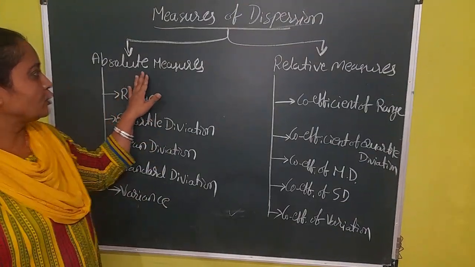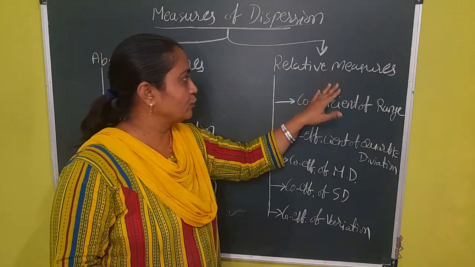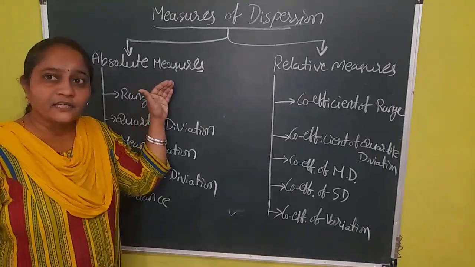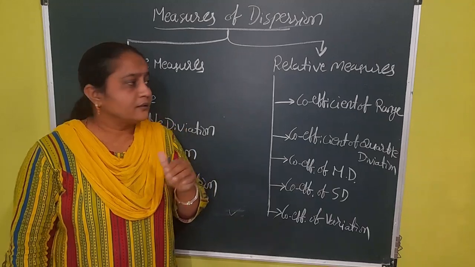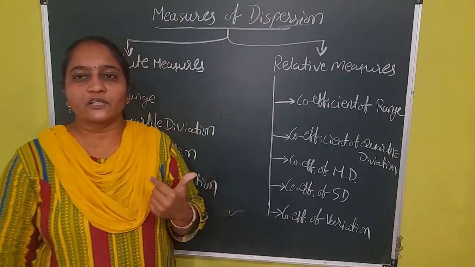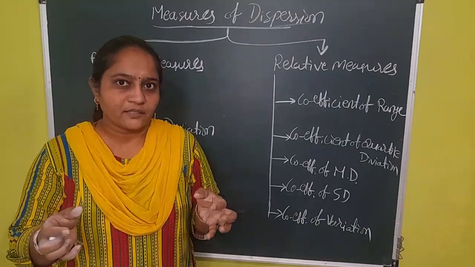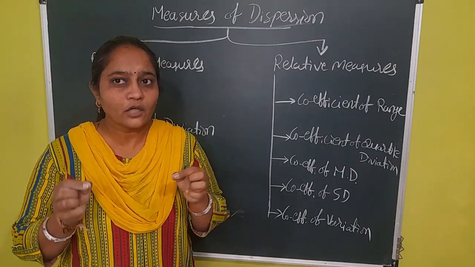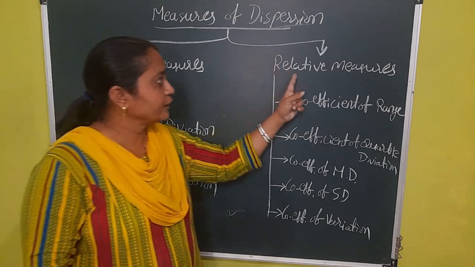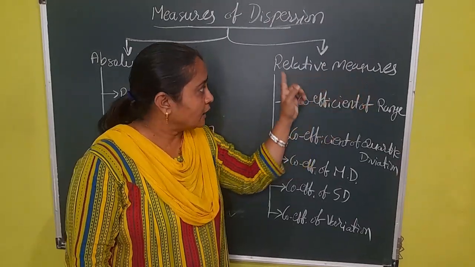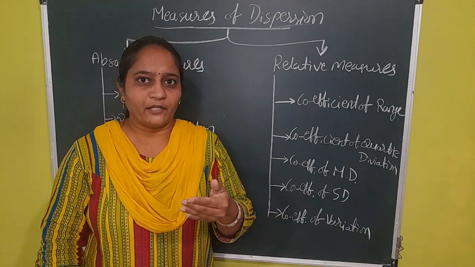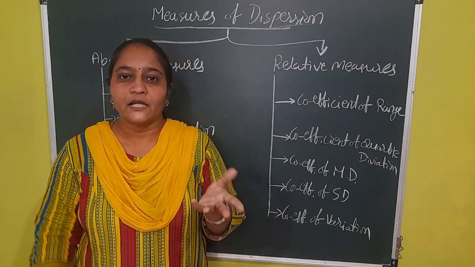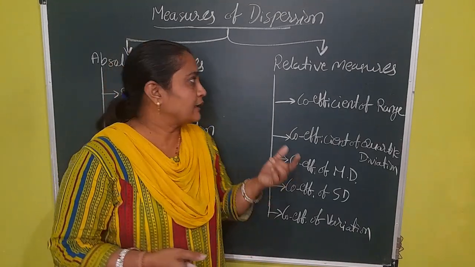There are two types of measures: absolute measures and relative measures. Absolute measures are expressed in units, so they are not useful for comparing two data sets. If we want to compare data, then we have to use relative measures. Relative measures may be in percentage or ratio.